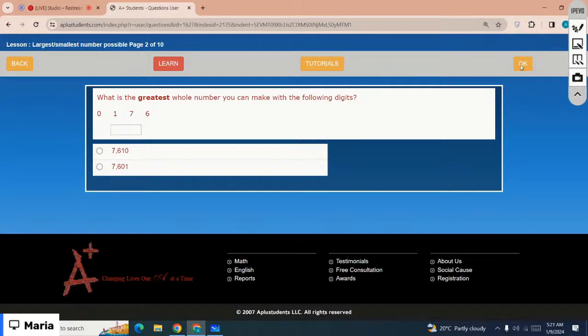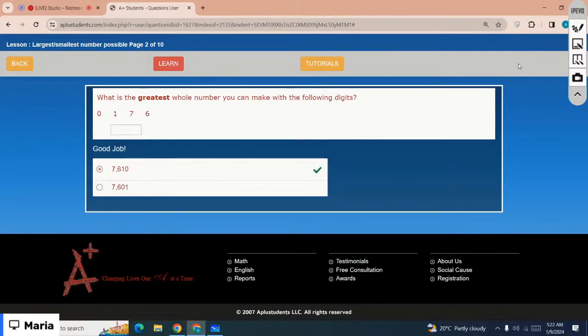Which is the correct option? Which is the greatest number you can make from these numbers? That is 7,610. You always have to start with the greatest number at the greatest place value, right? Yes, that is 7,610. Very good.